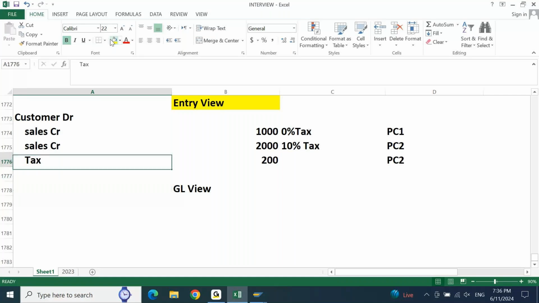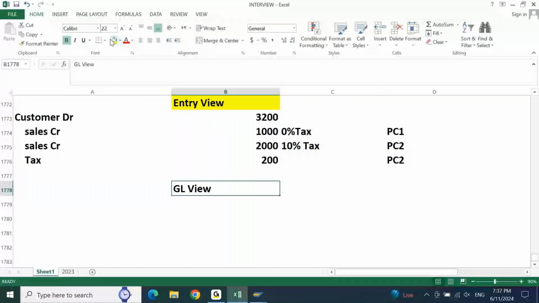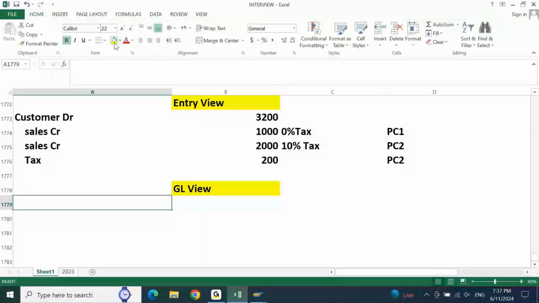Now when it comes to the GL view, what will be the accounting entry? Customer, same as the customer above, will be replaced. In the customer GL view, receivable will be replaced with the account, the GL reconciliation account. It will be replaced with the receivables account, the reconciliation account.